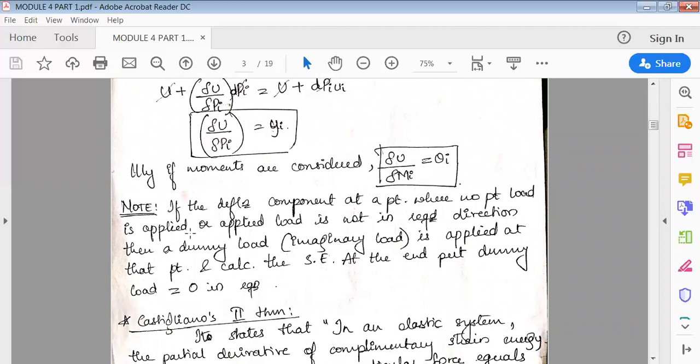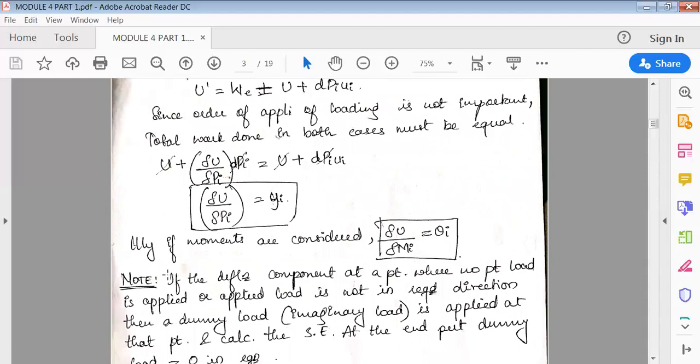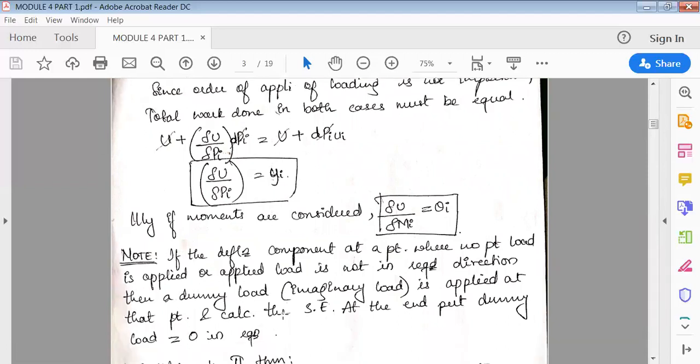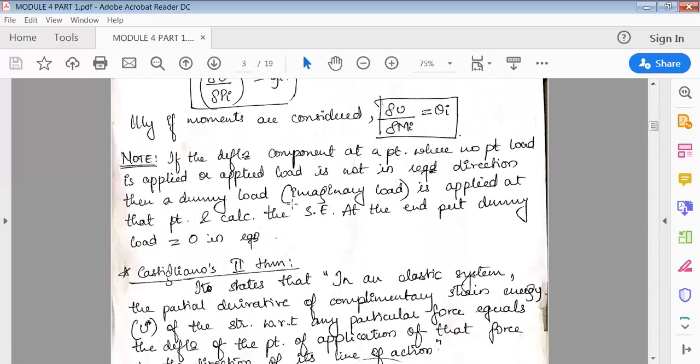Okay, now this is important. Note, if the deflection component is needed at a point where no point load is applied, or the applied load is not in the required direction, then a dummy load, which is nothing but an imaginary load, is applied at that point. Calculate the strain energy, and then put the dummy load equal to 0. So this note we'll be using further once we start solving the problems, I'll tell you.